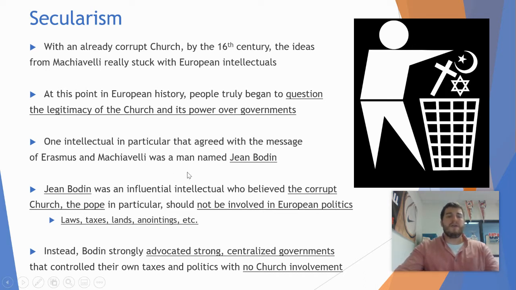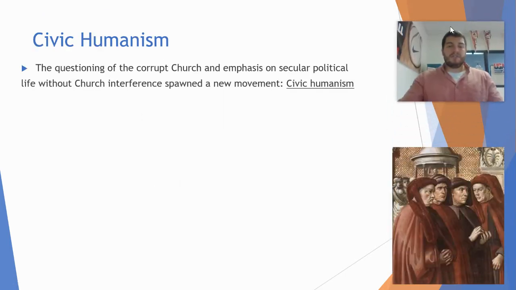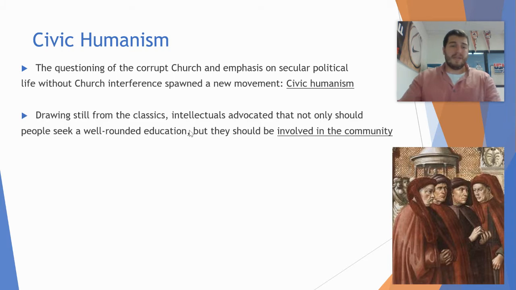So Bodin is someone we call a civic humanist. This is civic humanism right here. So the question of the church and corrupt power and emphasis on secular political life without the church spawned a new movement, as we just said, called civic humanism. Still coming from the classics, it's still studying those ancient Greek and Roman texts, and that it should be a broad humanities education we're learning.